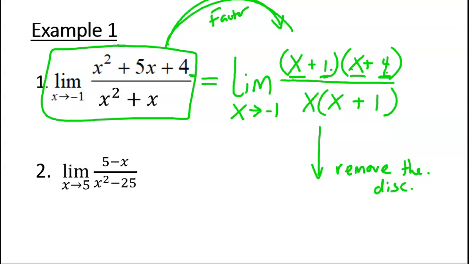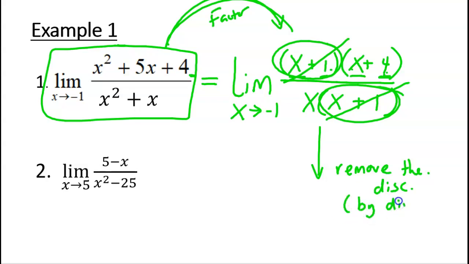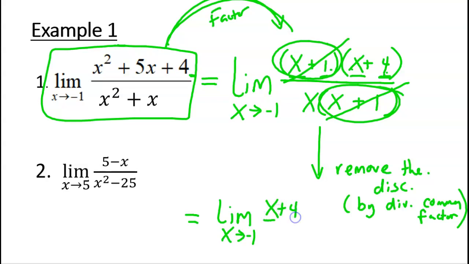Okay? But here's the thing. Notice how it's the same thing on the top and on the bottom? We can divide it out. So we remove the discontinuity by dividing it out. And now I'm left with this. And I am going to put an equal sign because it literally is the same thing, because that's a legal math move. So now I have this.